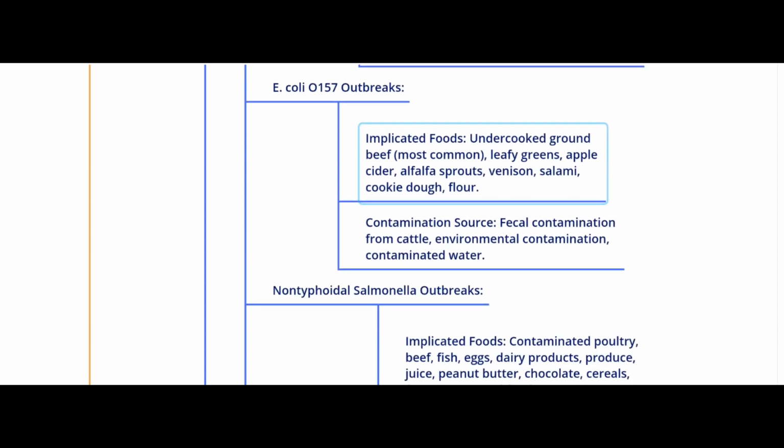If we talk about E. coli O157, the foods are uncooked ground beef, which is usually burgers, and leafy greens, which can also be found in burgers. It can be apple cider, alfalfa sprouts, venison, salami, cookie dough, flour, but mostly it is burgers. It can be fecal contamination from cattle, environmental contamination, and contaminated water.